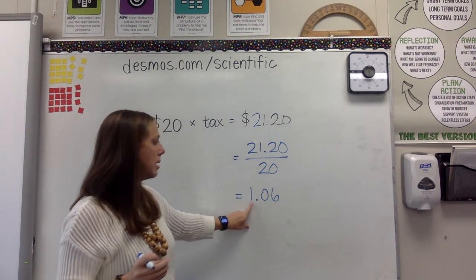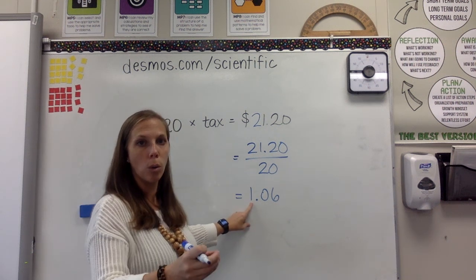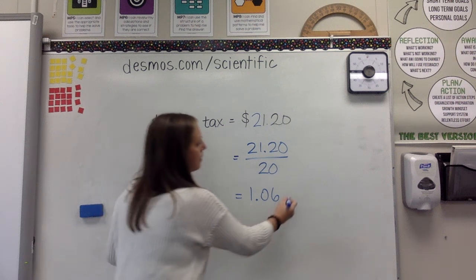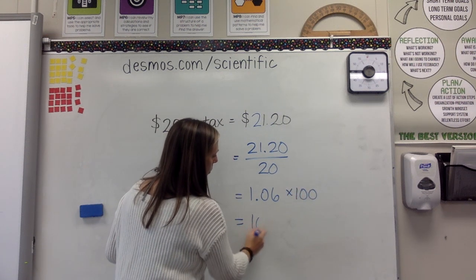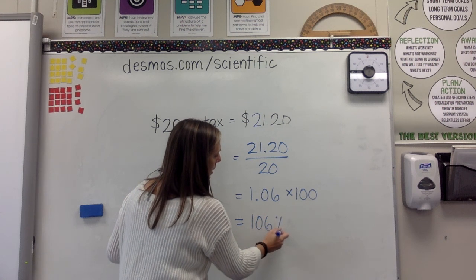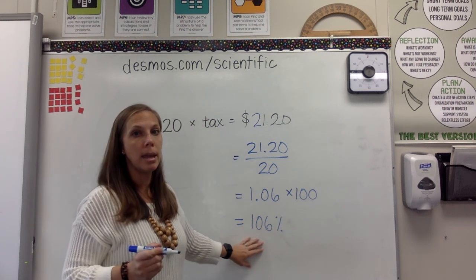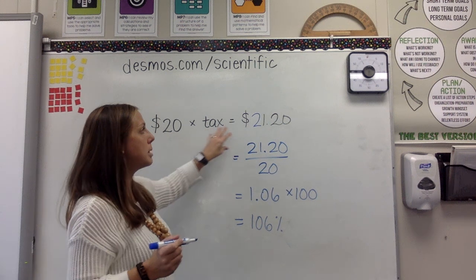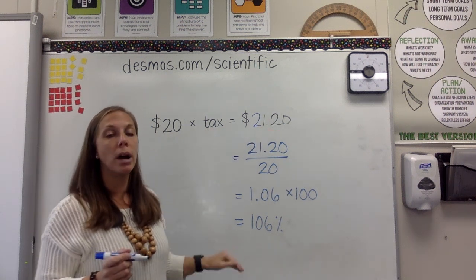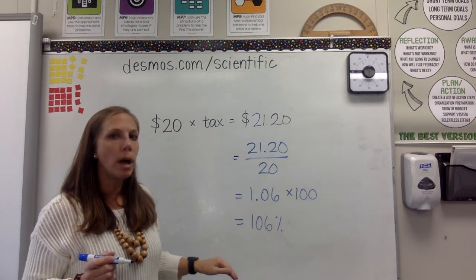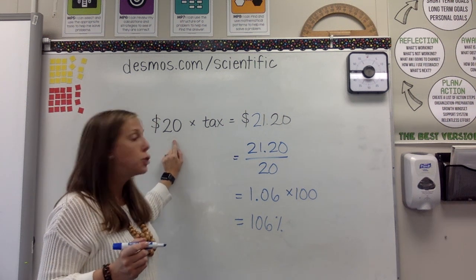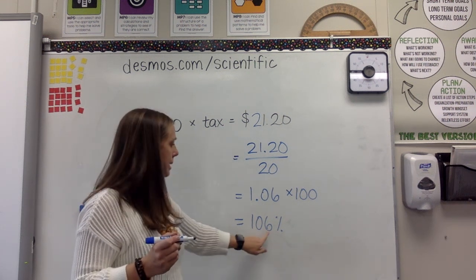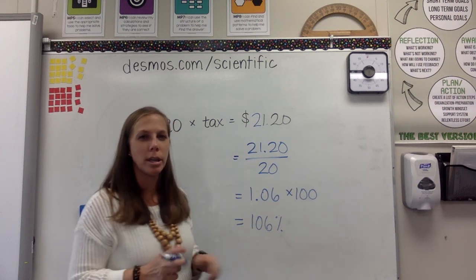100% is represented by the number 1 whole. So when you think about it, if I multiply this by 100, I would get 106. That's telling me that my price was increased by 106%. Well, the 100% is what I already paid here. So that means that tax is the extra 6% on here.